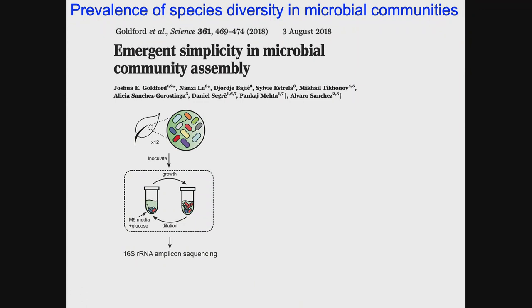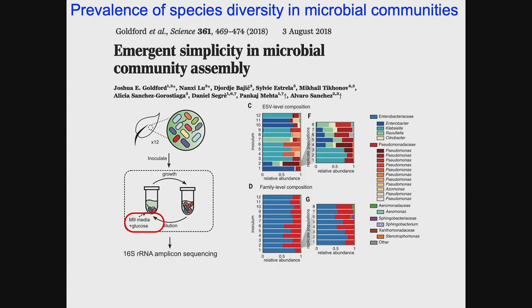So there was this study by Alvaro Sanchez's lab together with Pankaj Mehta, a theorist, that got many people's attention, including ours. They took community bacteria from the wild, from the plant leaf in this case, and did the type of growth dilution study that Martino is describing. The key to this experiment is that they feed these bacteria a very simple medium, just glucose as a carbon source. And then after a number of these growth dilution cycles, you get to a stable community, at least by this kind of composition, that is more than one species.